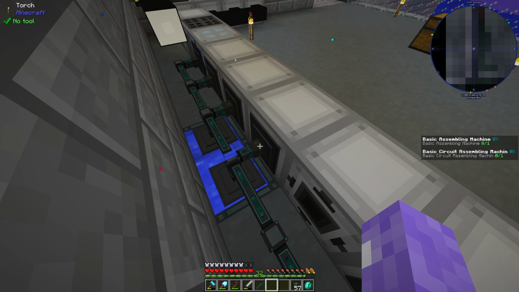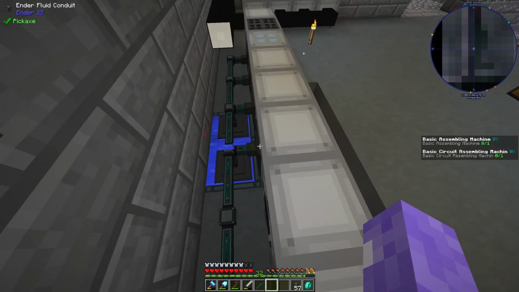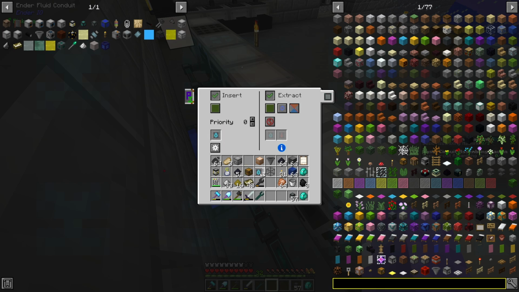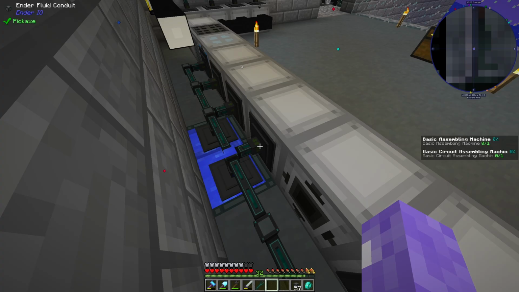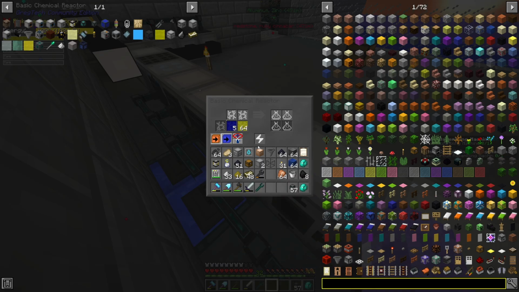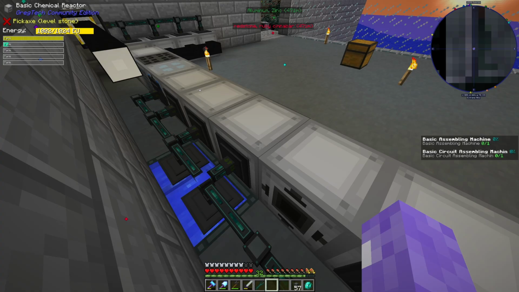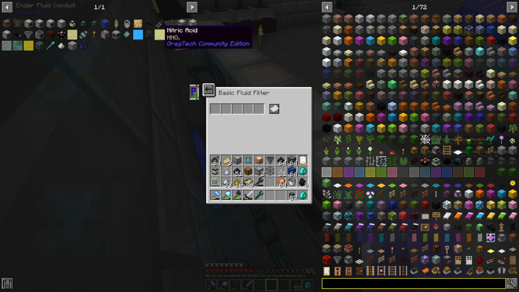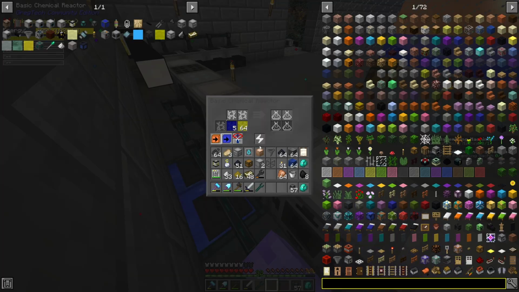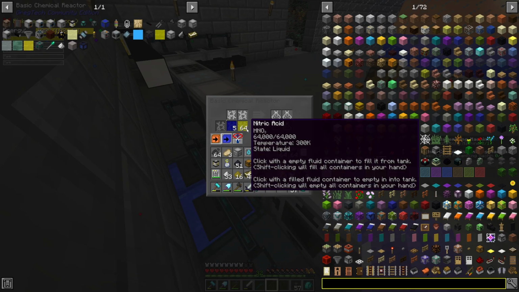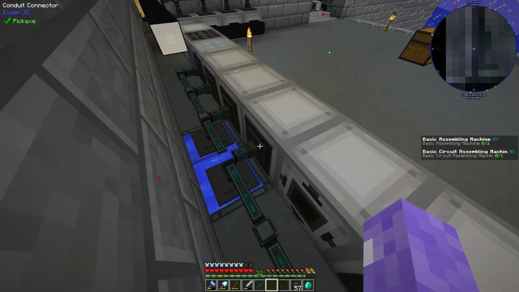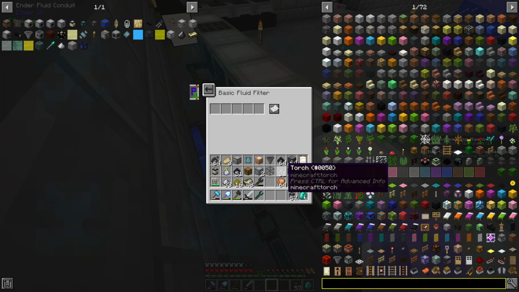That's going to void a lot of our nitric acid, but that is fine right now. Can I not? Okay. Fluid filter. Let's put that in there. We wanted an insert filter or an extract filter? We only want an insert filter. So we want it on here. We only want to whitelist the nitric acid. Yep. Okay.